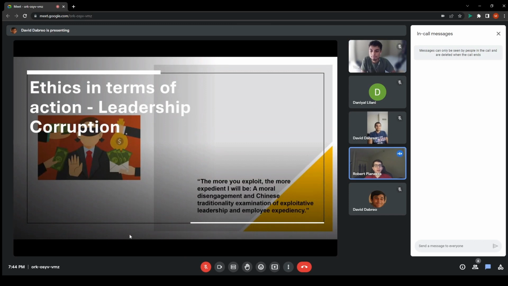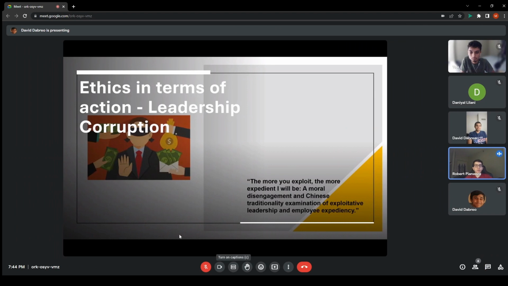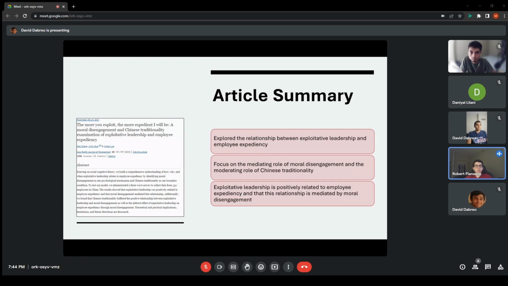Ethics in terms of action, leadership corruption. Adding on to why leaders often lose their ethics and become corrupted once they obtain power. The article that I reviewed is titled "The More You Exploit, the More Expedient I Will Be: A Moral Disengagement and Chinese Traditionality Examination of Exploitative Leadership and Employee Expediency," and was written by the Asia Pacific Journal of Management. So here's a quick summary of the article.